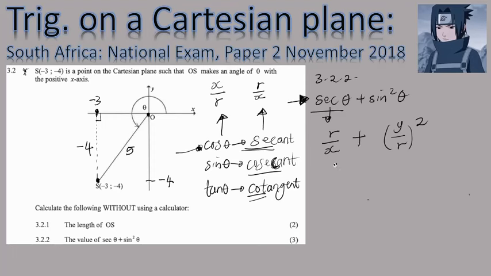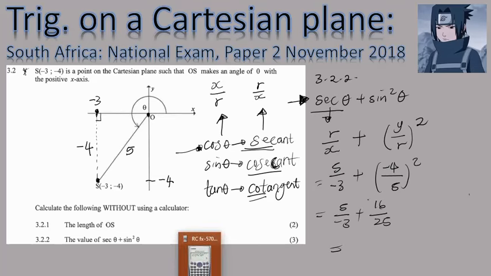Then here I just do my substitutions. What is my r? My r is 5. My x is -3, plus my y. What is my y? My y is -4, all over my r, which is 5. I square that. That gives me 16 over 25. To be honest, they'll say without a calculator, so let me do it without a calculator.